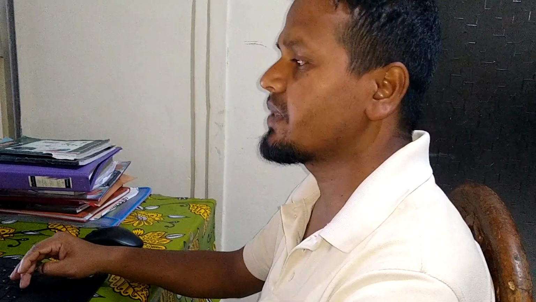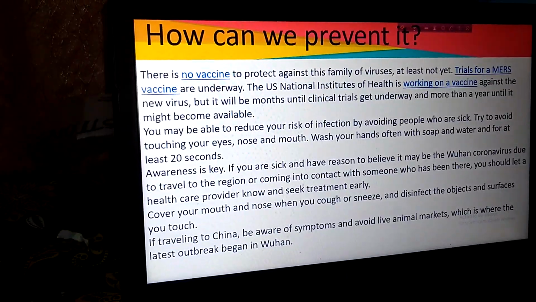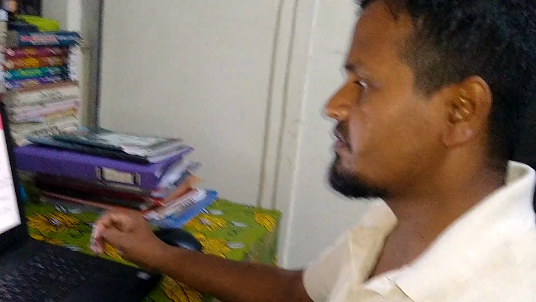So still, the doctors are only advising us that if anyone is attacked by this virus, he or she must be in quarantine. Or if we find any symptoms in anyone, then he must be in quarantine. And if any patient is identified with this virus, then he or she must be in isolation.